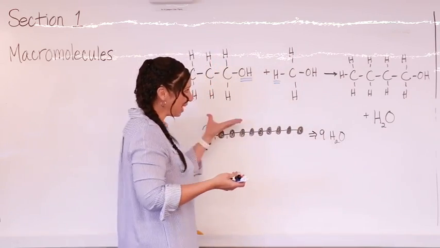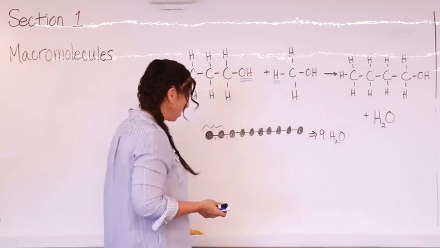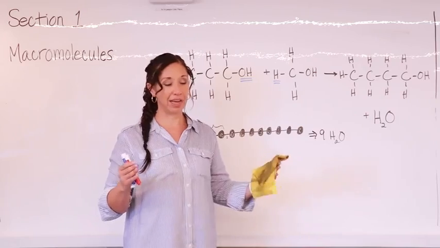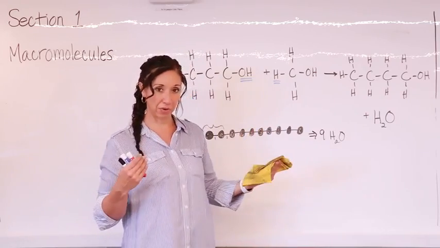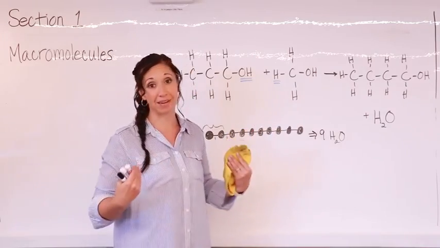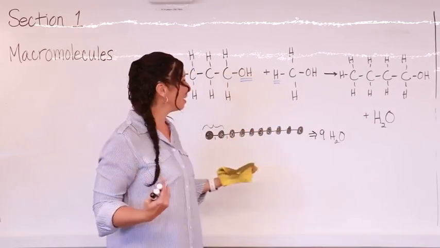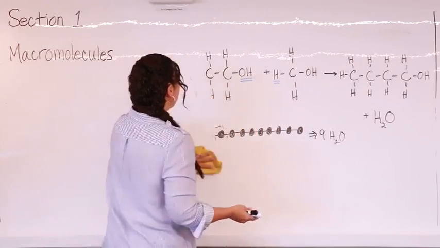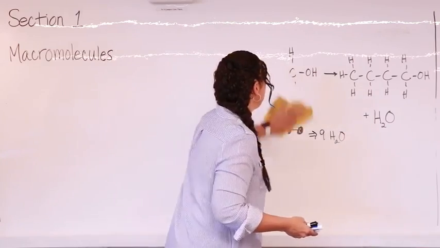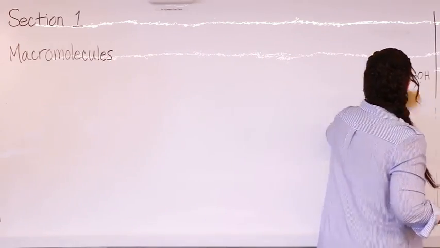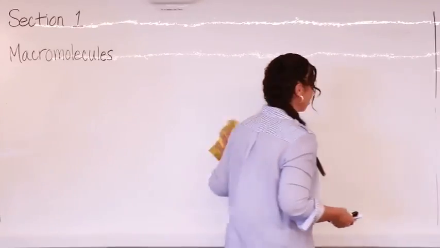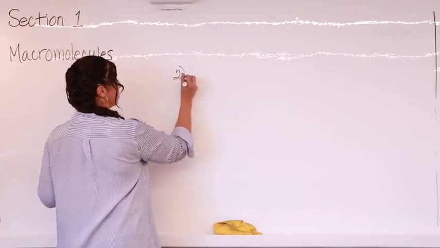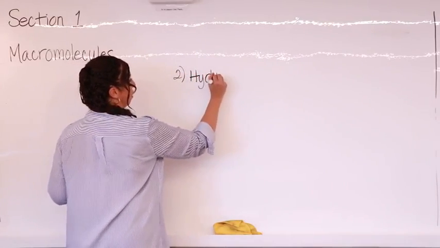So this is how we make them. Let's talk about how we break them. And it's the exact opposite reaction. In biology, oftentimes you're going to have your yin and yang. You're going to have the exact opposite of whatever you do forward. You're going to do the exact opposite in reverse to get back to where you need to be. So if I were just to switch that arrow, that's the next step. So this will be number 2 under big letter B. These reactions are called hydrolysis reactions.